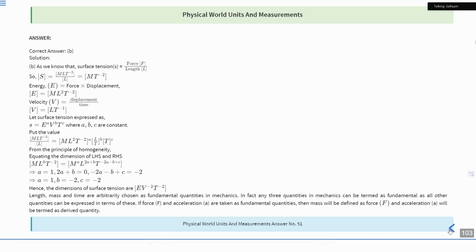So with this, I conclude the revision of the chapter units and measurements. This is a very easy chapter. You just need to remember the formula of each and every chapter which you have studied in your physics, and you need to learn the basic rules of units and dimensions. Nothing else is there in this chapter which you have to remember.